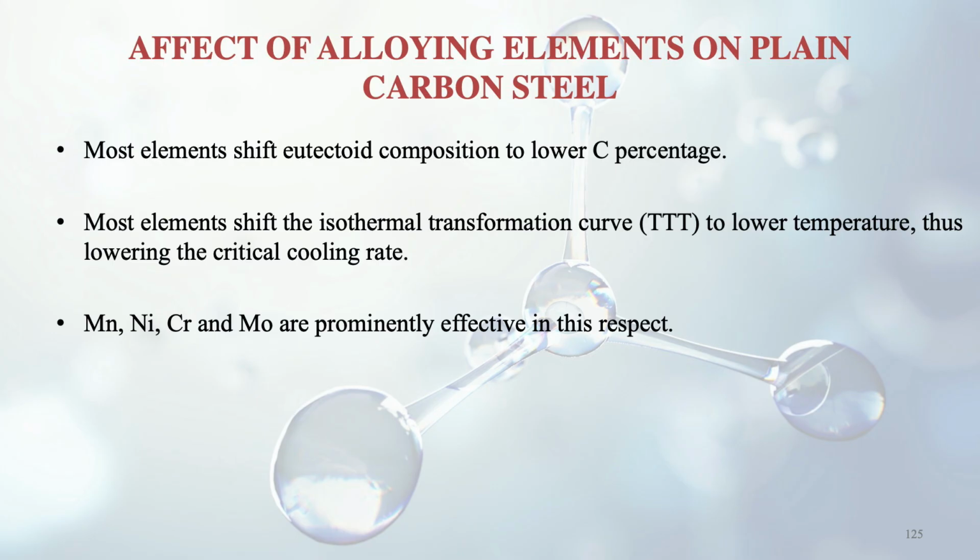That means the slope of the line, that cooling rate is represented by the slope of the curve between time and temperature. So that slope will be decreasing. Manganese, nickel, chromium and molybdenum are prominently effective in this respect. In what respect? In shifting the isothermal transformation curve to lower temperatures. So now we discuss in a little detail about the effect of the individual alloying elements. We have discussed a little bit in the earlier portion of this session. Now we discuss in detail.